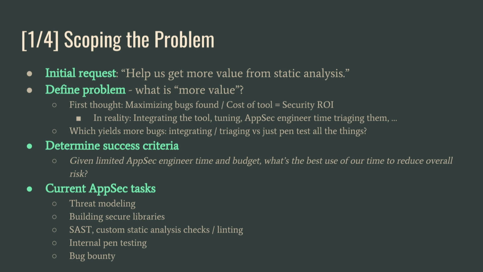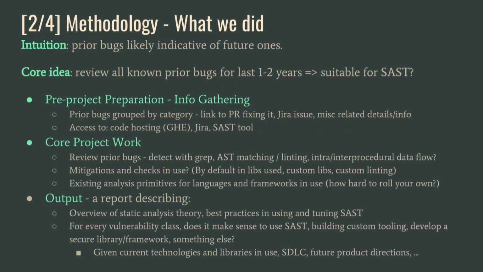That's never the case. And ultimately, I think what's important to think about is, if we just have someone manually pen test all the things, is that going to give us better bugs than using this tool? Because if the answer is yes, then don't use the tool, right? That doesn't make sense. So ultimately, the success criteria here is, given a limited, realistic AppSec engineer time and budget, what's the best use of our time to reduce overall risk? And the company was already doing all the things that you should be doing, like threat modeling, secure libraries, SAST, custom linting, internal and external pen testing, bug bounty, and so forth.